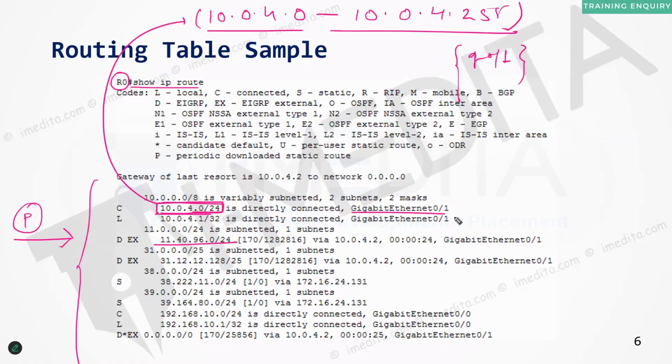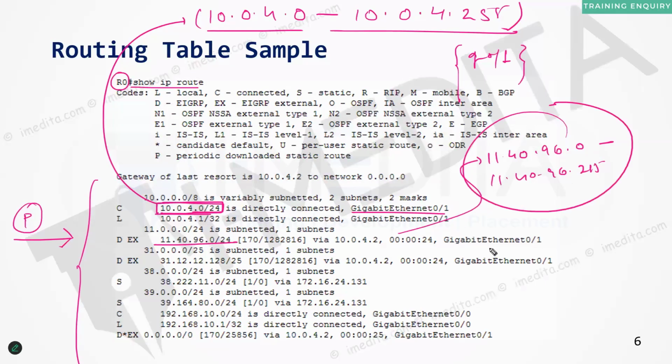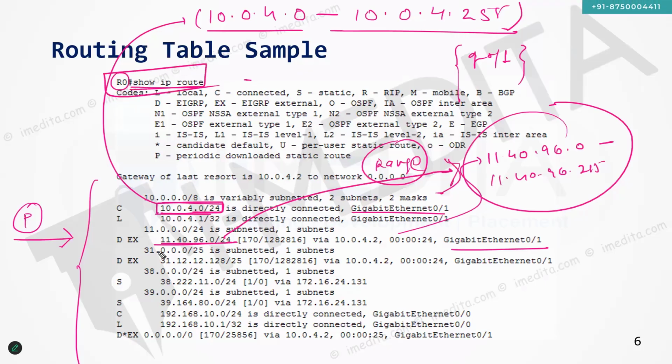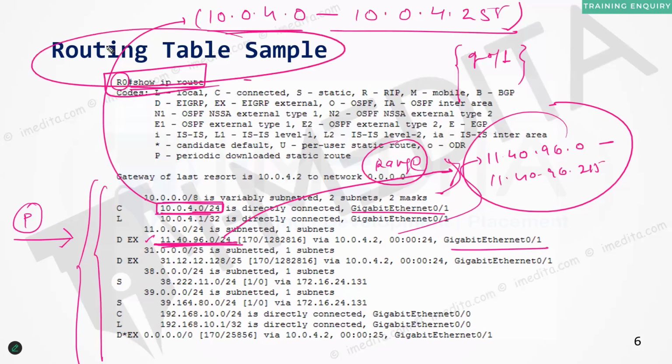This, for example, means that the router has a route to go to the destination 11.40.96.0 all the way to 11.40.96.255. In order to go to that destination, the exit interface is 0/1. This IP address and mask actually represent a range of destinations reachable from that router's point of view. Those are mentioned in this IP address and subnet mask format in the routing table.